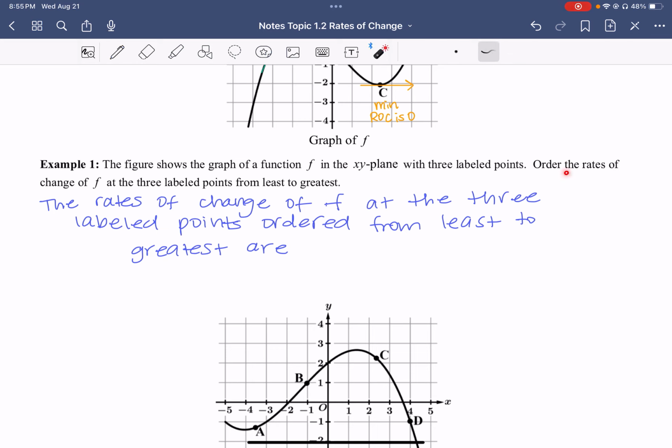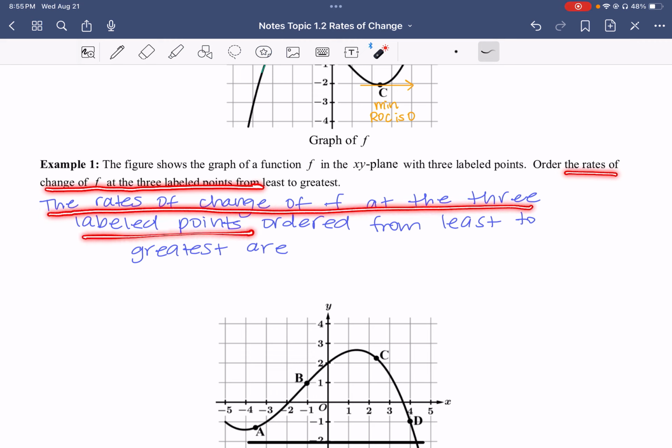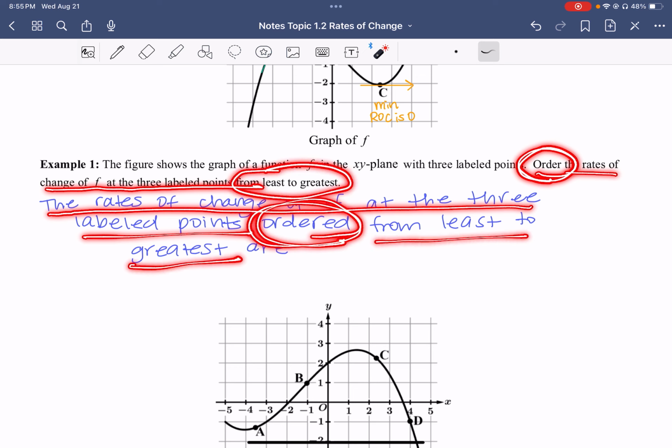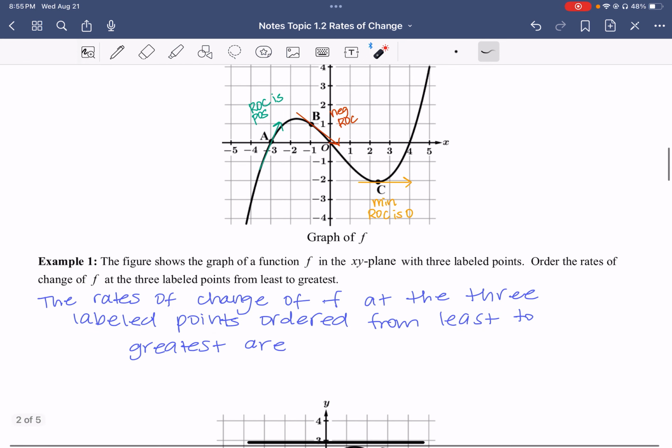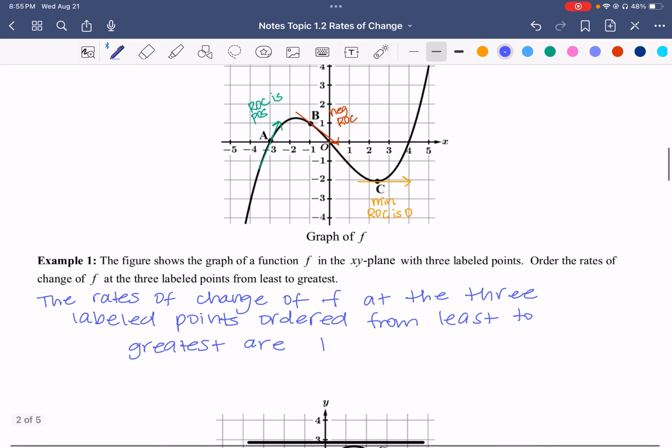Okay, so the rates of change of f at the 3 labeled points, I wrote that, and then I took the word ordered and I put it here, and then I kept going from least to greatest. Okay, now at the end I'm going to put my answer. So the smallest rate of change is your negative rate of change, which is B. Then we have 0, which is letter C, and then the positive rate of change will be the biggest rate of change, which is at point A.